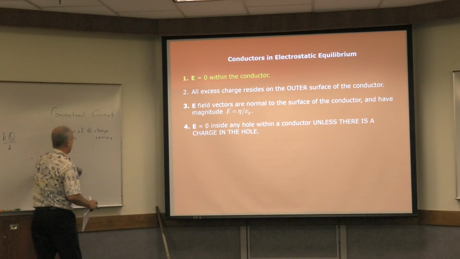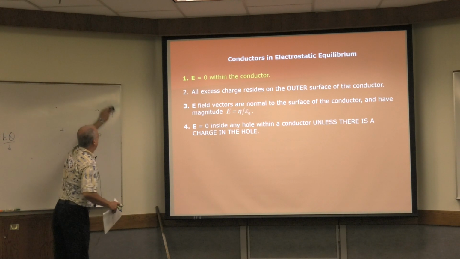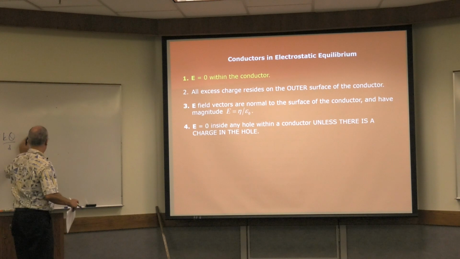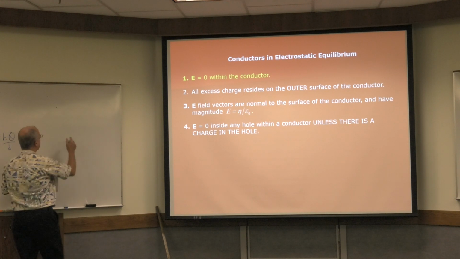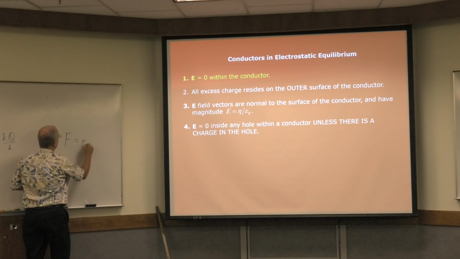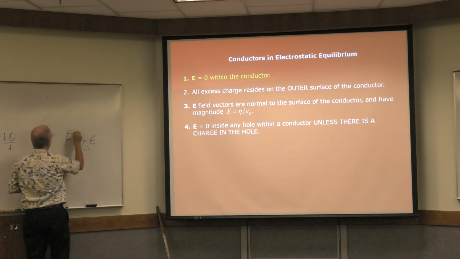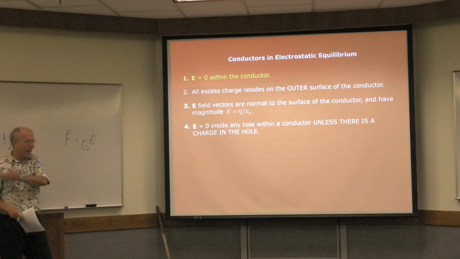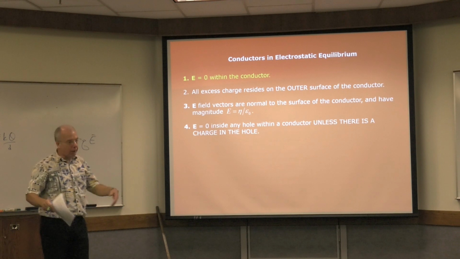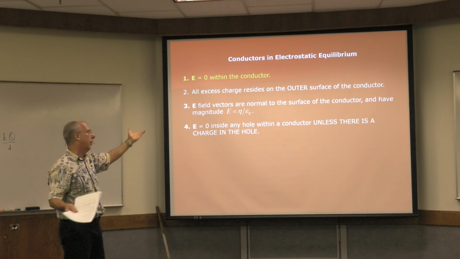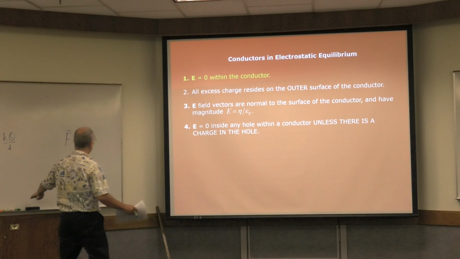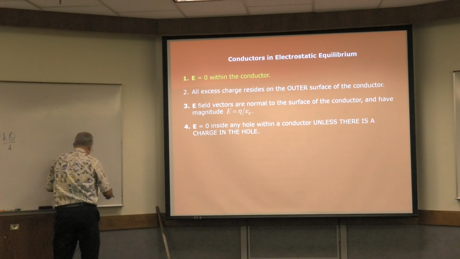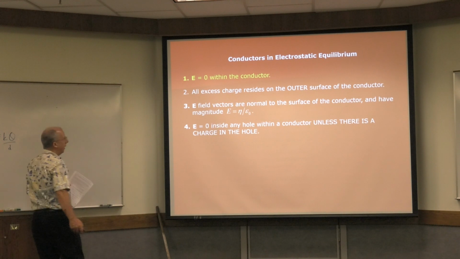The first one says that the electric field has to be 0 within the conductor. Why is that? Well, because of this. If the E field was not 0, then you'd have a force which would accelerate the charges, so you'd have a current. You wouldn't have electrostatic equilibrium, right? So the E field has to be 0 within the conductor. All right, this is great.